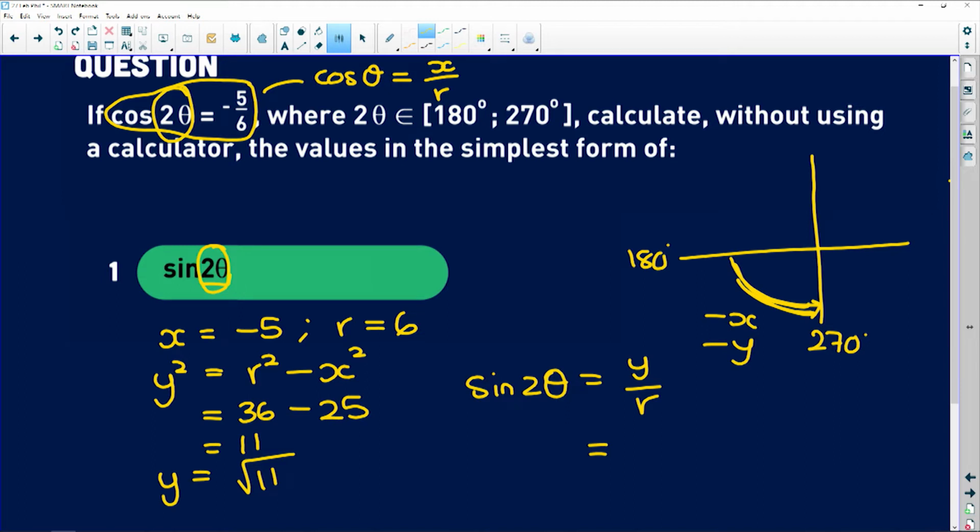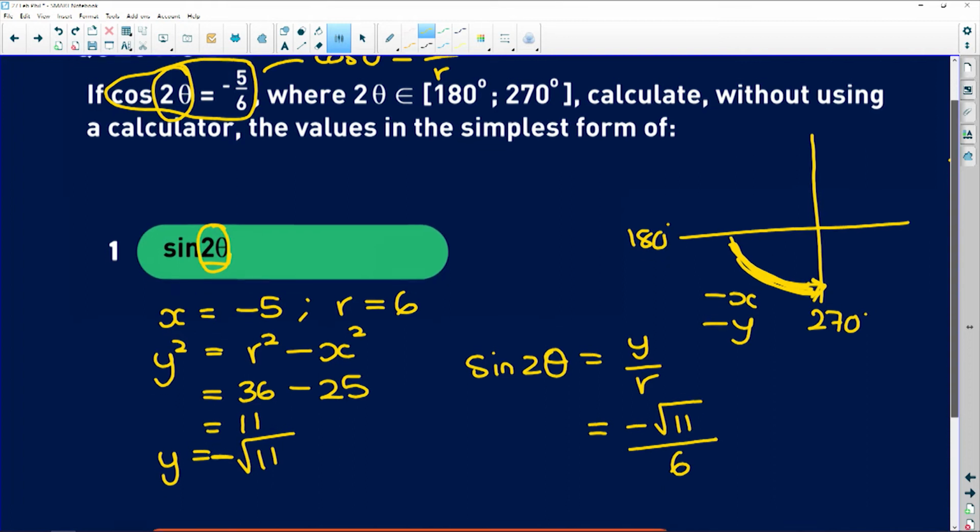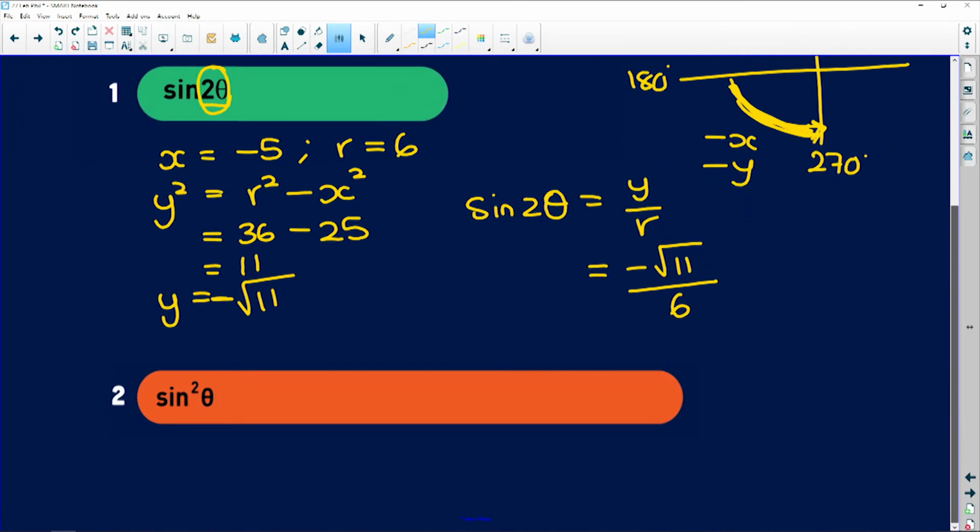But what you guys need to remember, very important, if you look here, we are in the third quadrant, which means that y is negative. So make sure you fill in that negative. So y over r is negative the square root of 11 over r, which is 6. Okay, simple, easy peasy.